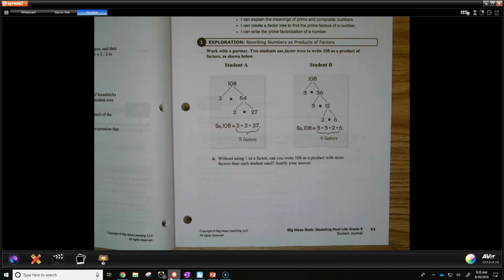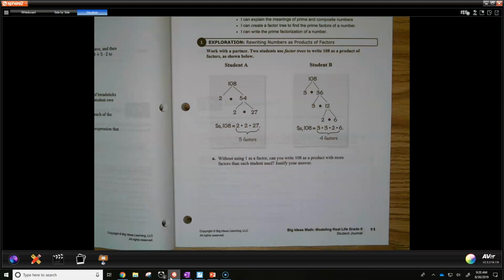Student B was like, I can do it in 4 factors. So they said, I'm going to say 3 times 36. 3 times 36 is 108. Then they took 36 and said 3 times 12, because that is 36. And then they took 12 and made it 2 times 6. And said, ha! I have 3 times 3 times 2 times 6. 4 factors.